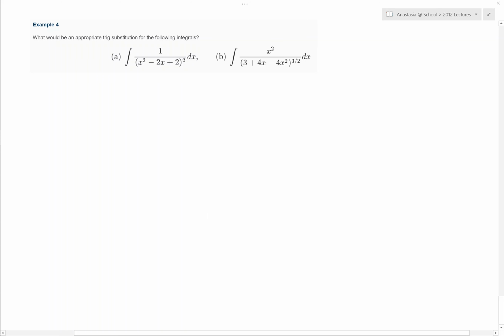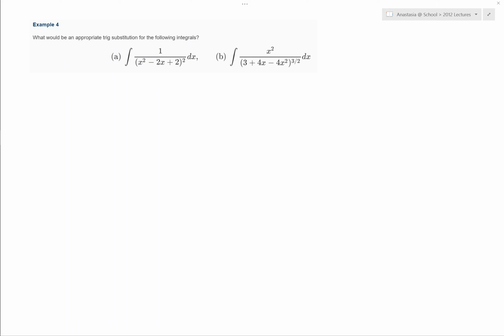Hello, in this video we are continuing our discussion of section 6.3. We are talking about trigonometric substitutions. Specifically, we are talking about how to use completing the square with trig substitutions to help us evaluate integrals. In example 4, we've been asked what would be an appropriate trig substitution for the following integrals.